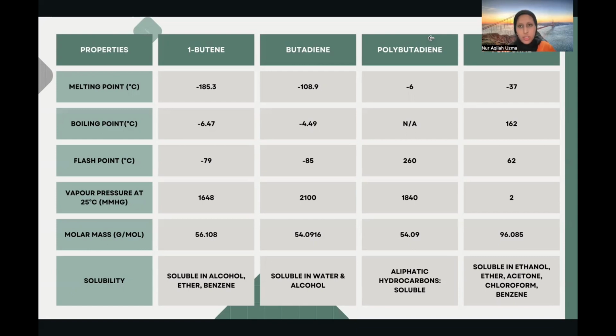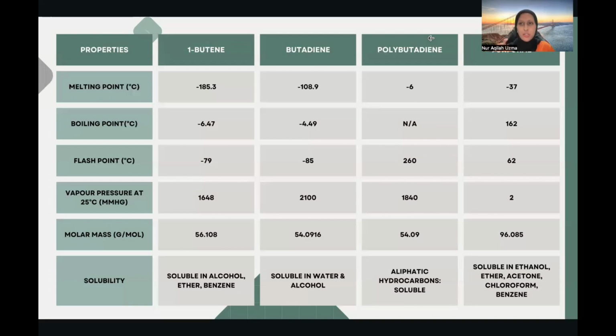Next we have polybutadiene. It has a melting point of negative 6 degrees Celsius, a boiling point of 9 degrees Celsius, and a flash point of 260 degrees Celsius. Vapor pressure is 1,840 mmHg with a molar mass of 54.09 gram per mole, which is slightly similar to butadiene. Polybutadiene is also soluble in aliphatic hydrocarbons.